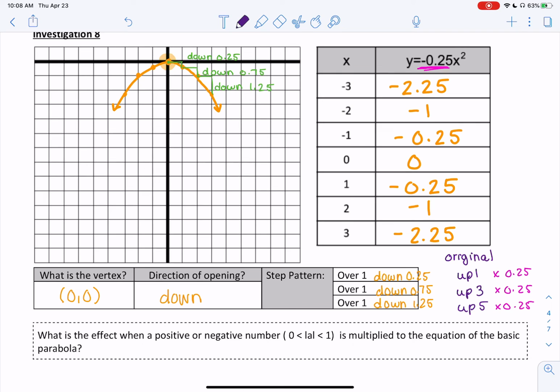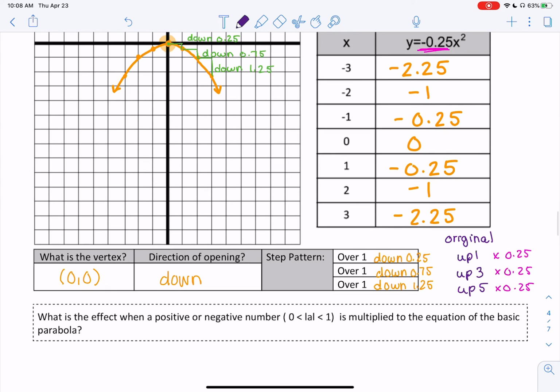So what is the effect when a positive or negative number is multiplied to the equation of the basic parabola? This funny symbol here, these 2 bars around A, means absolute A. And what that means is ignore the sign. So when we have the sign in front of our x, that's telling us if it's a happy parabola or a sad parabola. So we look at the sign totally separate than how we look at the number. The negative just tells us if it's happy or sad. And then the actual number, ignoring the negative, will tell us the shape.